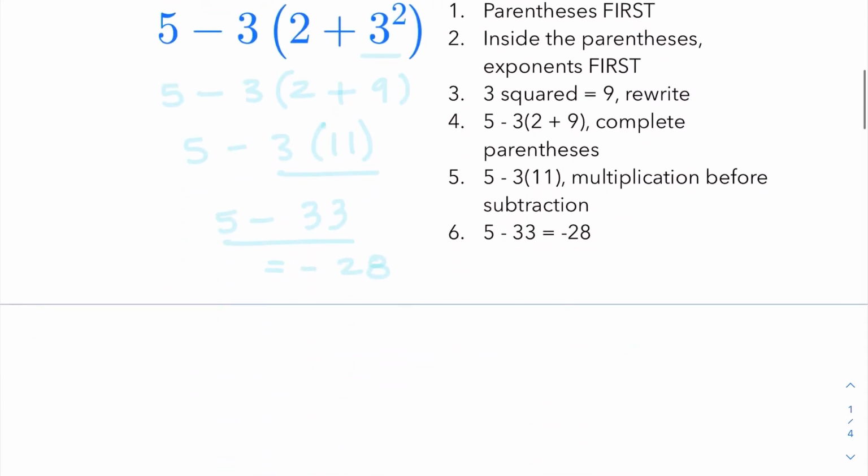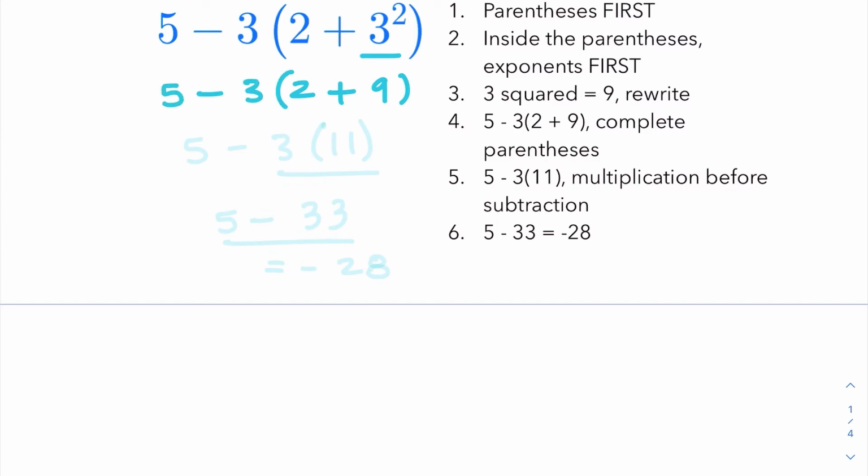In our final example, we have a little more going on here. So we're going to do parentheses first. Up here in the PEMDAS, the P is first for parentheses. Inside the parentheses, we'll do exponents first, as that's the next one going down the line in the order of operations. 3 squared is 9. Then we bring down everything else we have.